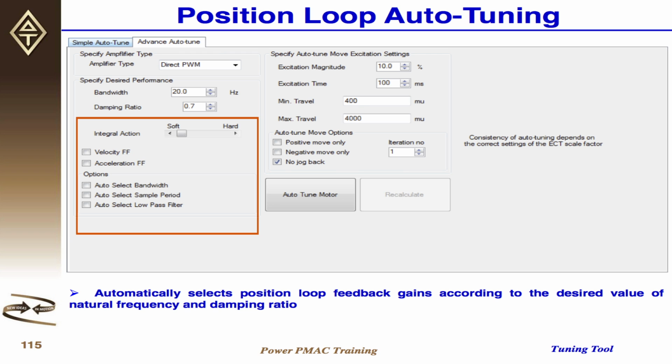You can ask the software to come up with the feed-forward gains for you, velocity and acceleration feed-forward gains. On top of that, if you don't have any idea about the desired performance, you can ask for auto-select bandwidths. So it's going to come up with some conservative bandwidths based on the estimation of your gain. If it has a high resolution encoder, it's going to come up with a little bit higher bandwidth for you. And you can also ask the software to choose the sample periods for you, as well as to come up with a low pass filter.